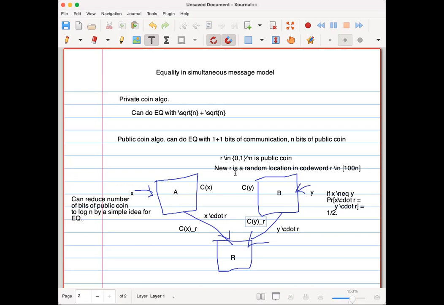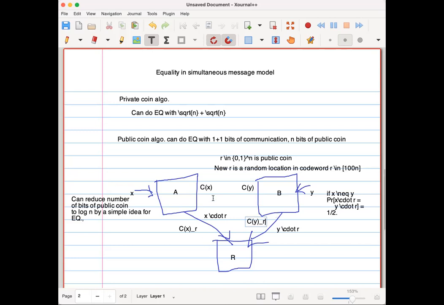Again, if I want the error probability to be less than epsilon, choose several random locations. So choose log 1 by epsilon random locations from the code word. The amount of bits of public coin that are required will be log n times log 1 by epsilon. The error probability will be epsilon in all cases. X equal to y, error probability is 0. X not equal to y, error probability is at most epsilon. So is this clear?